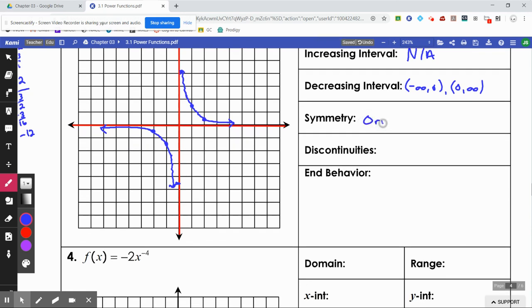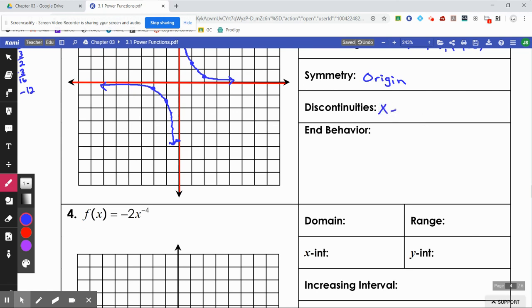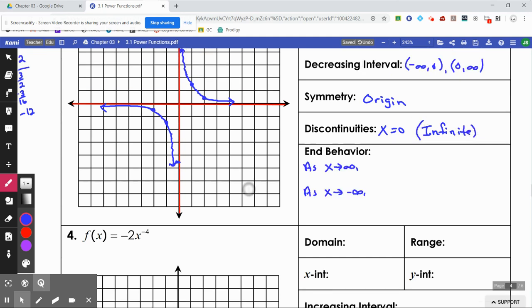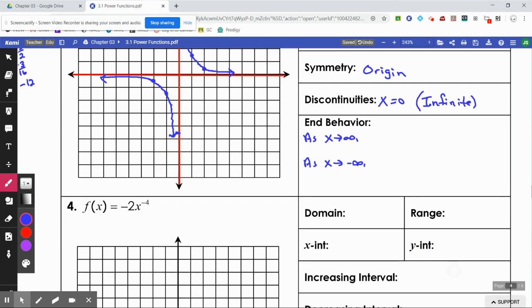Symmetry, this is symmetrical about the origin. Discontinuities at x equals 0, you do have, again, infinite discontinuity. And end behavior. As you travel to the right, and as you travel to the left, your graph levels out at a constant 0 value. So y approaches 0, not y equals 0, as you travel to the left and to the right.